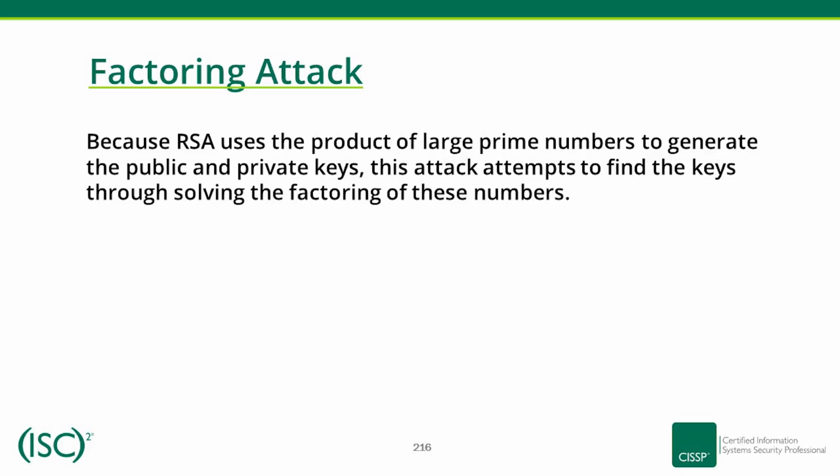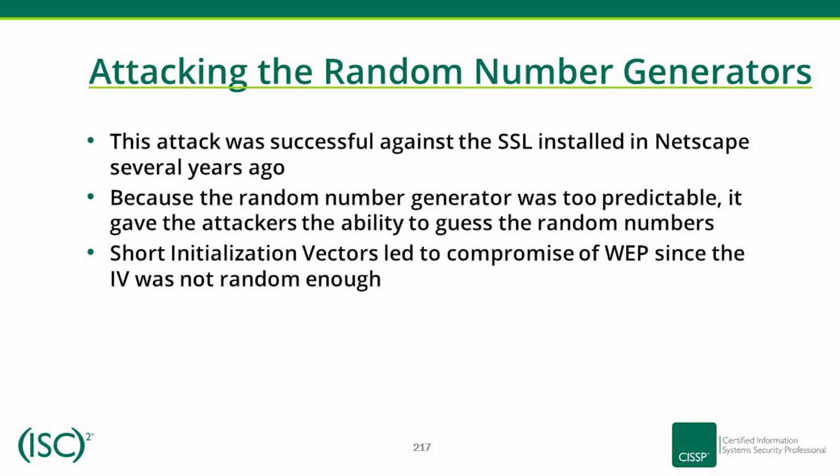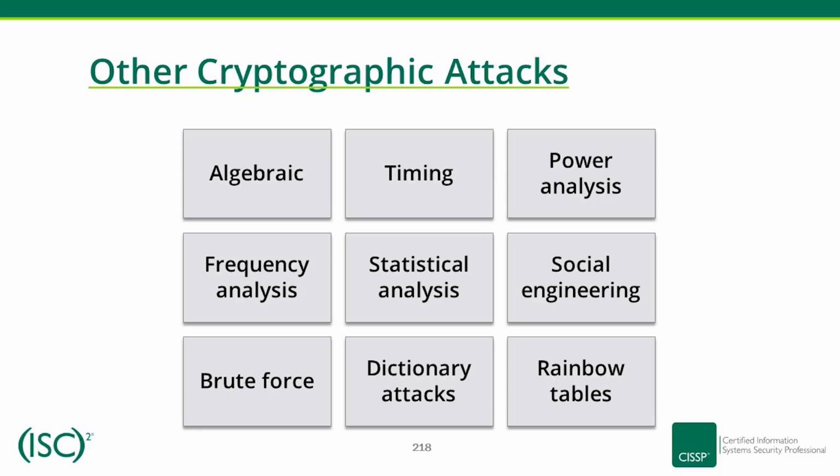Attacking the random number generators. This attack was successful against the SSL installed in Netscape several years ago. Because the random number generator was too predictable, it gave the attackers the ability to guess the random numbers. Short initialization vectors led to compromise of WEP since the IV was not random enough. Other cryptographic attacks include algebraic, timing, power analysis, frequency analysis, statistical analysis, social engineering, brute force, dictionary attacks, rainbow tables.